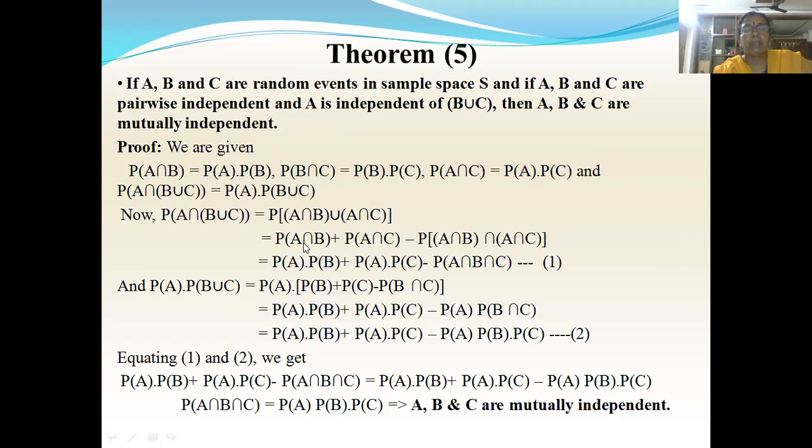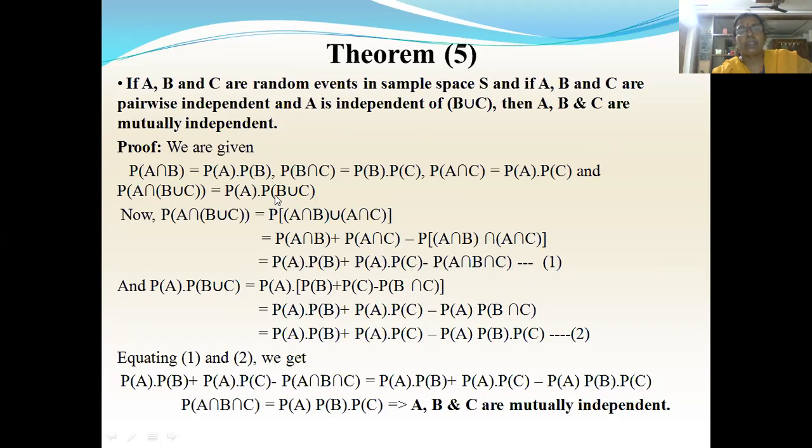Because they are pairwise independent, A intersection B I can write as P of A into P of B, A intersection C as P of A into P of C, minus this intersection term as P of A intersection B intersection C. Now I am denoting this as equation 1.